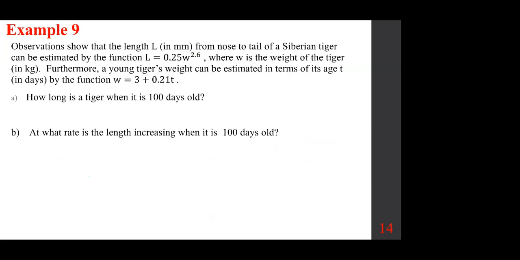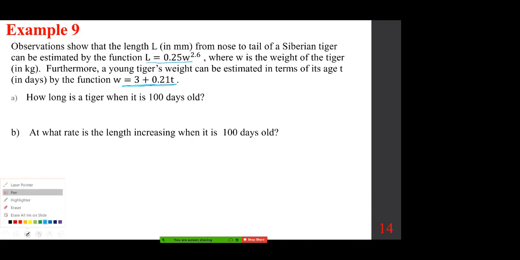Here's the last question of the section. Observation shows that the length from nose to tail of a Siberian tiger is given as such. L is 0.25 W to the power of 2.6, where W is weight in kilograms. And furthermore, a young tiger's weight can be estimated in terms of its age as follows. Okay, T is in days. How long is the tiger in 100 days?